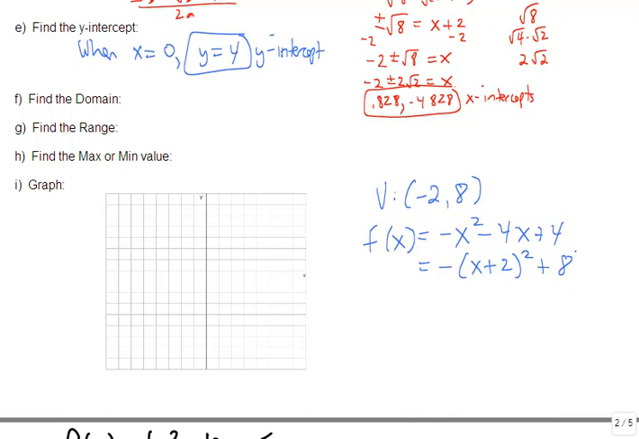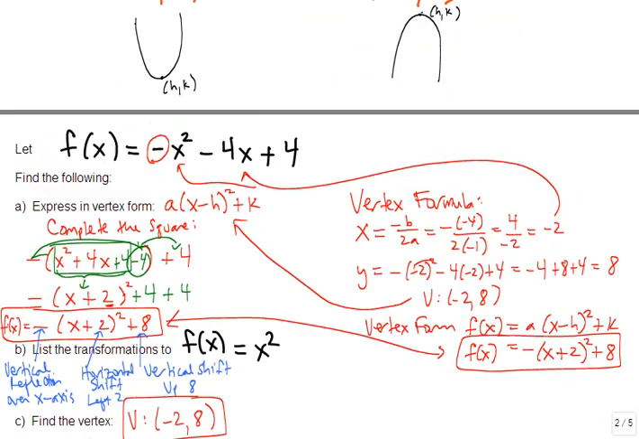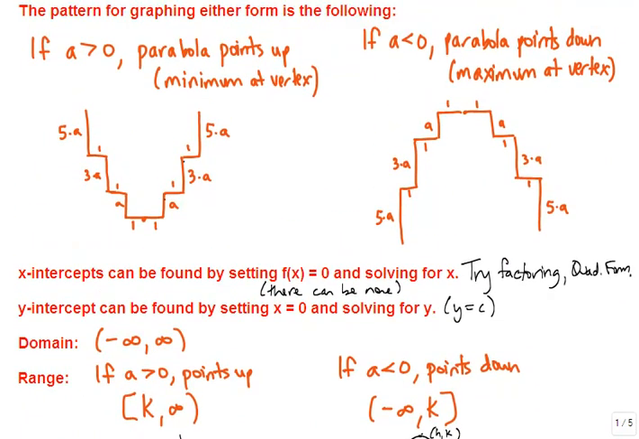So to graph this, the first thing I'm going to need to do is graph that vertex. So negative 2, 8. I'm going to put a dot right up there at the top. And then we need to keep in mind what our a value is, because we have this pattern. And if you remember from earlier on up here, here's our pattern. Depending on what a is, if it's positive, we're going to point up. If it's negative, we're going to point down.